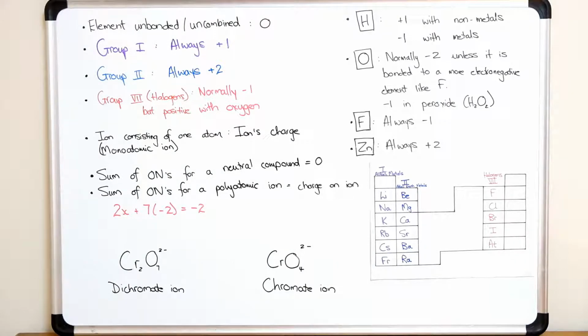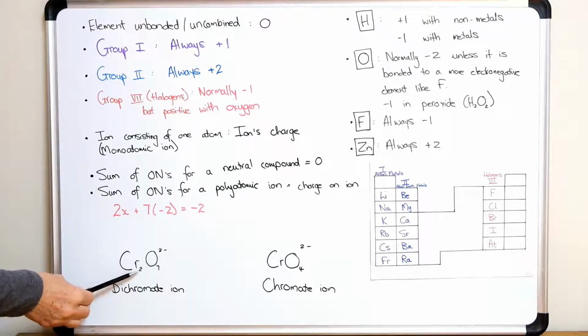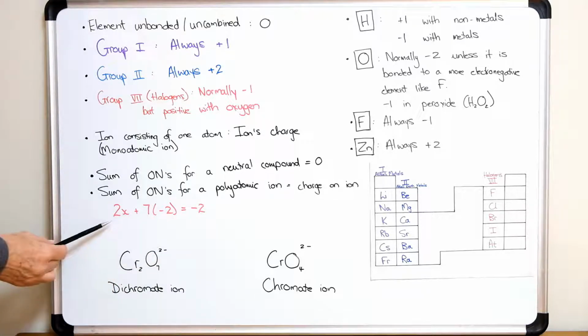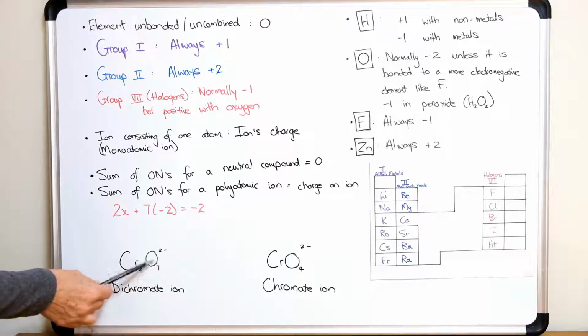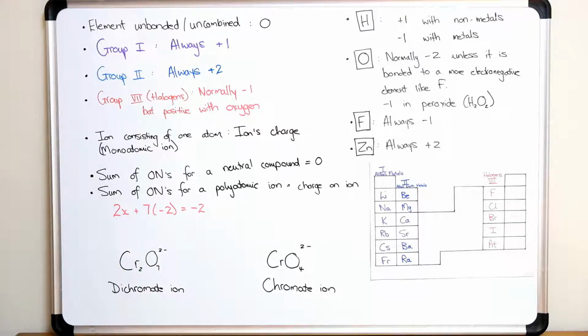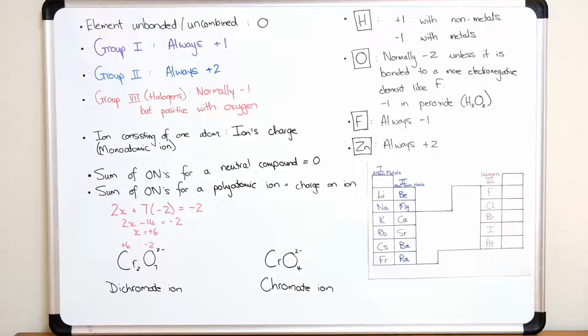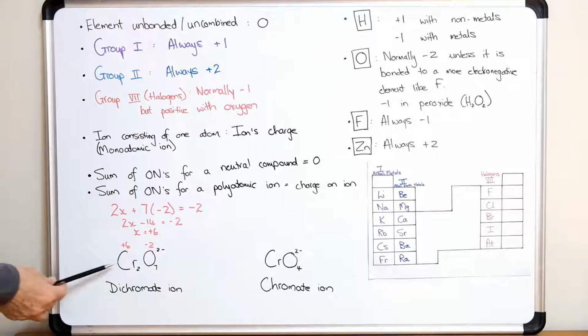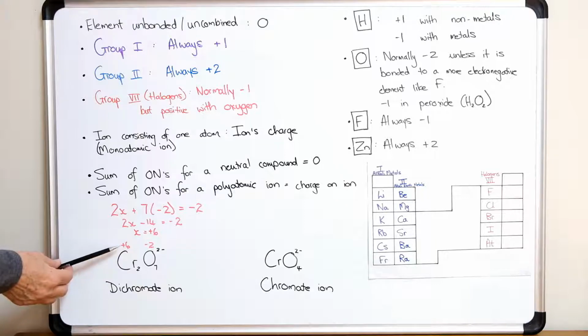Because there are 2 chrome atoms in this polyatomic ion, Cr2O7, the total charge is 2 negative. Because there are 2 chrome atoms, I need to say 2x in this example. There are 7 oxygens, so it's 7 times negative 2, and the total charge is negative 2 again. So let's solve for x. Solving x gives us a value of positive 6. So each chrome atom in the dichromate ion has an oxidation number of positive 6.